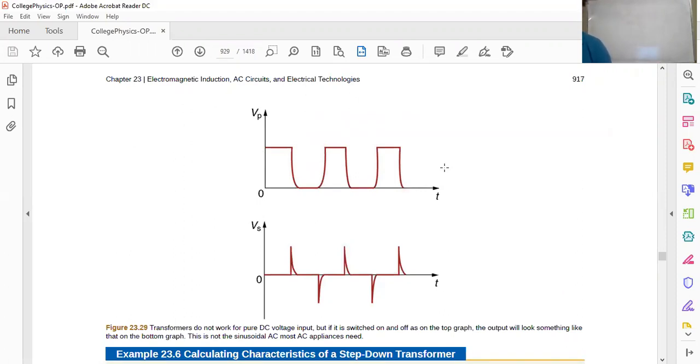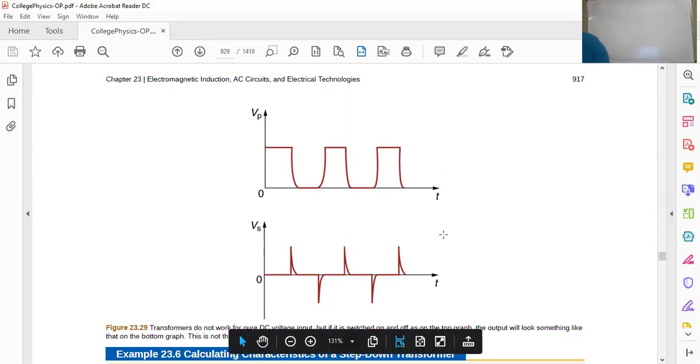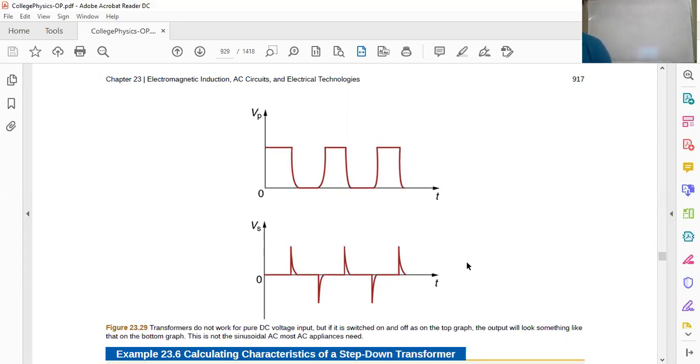Well, by the time you get to the secondary coil, you have essentially a plot that looks like the bottom plot. The top plot would be, maybe you can control the primary voltage by faking a time varying situation, with on and off switching very quickly. But by the time you got to the secondary coil, your voltage will look like this. That is not a good voltage profile in order to operate any kind of appliance.